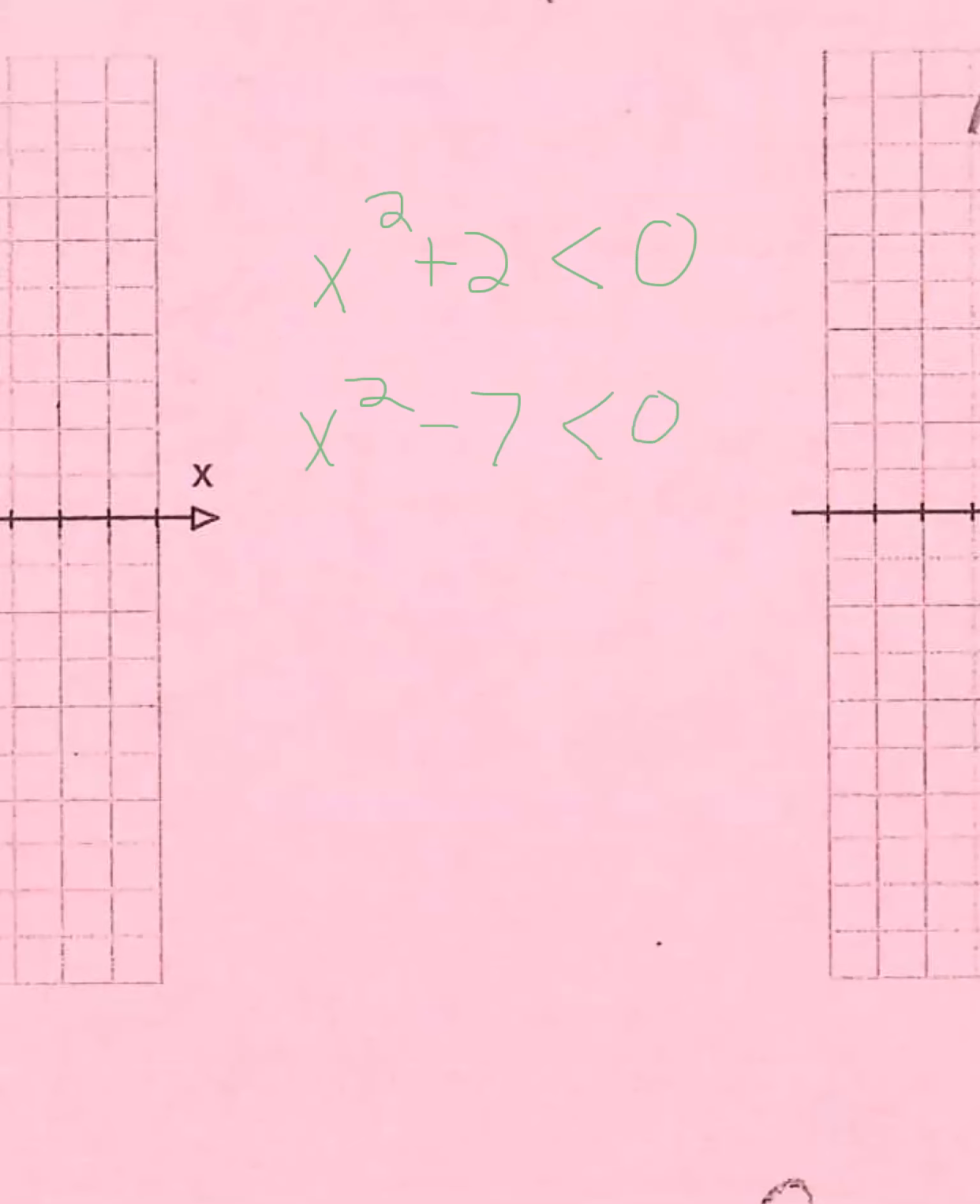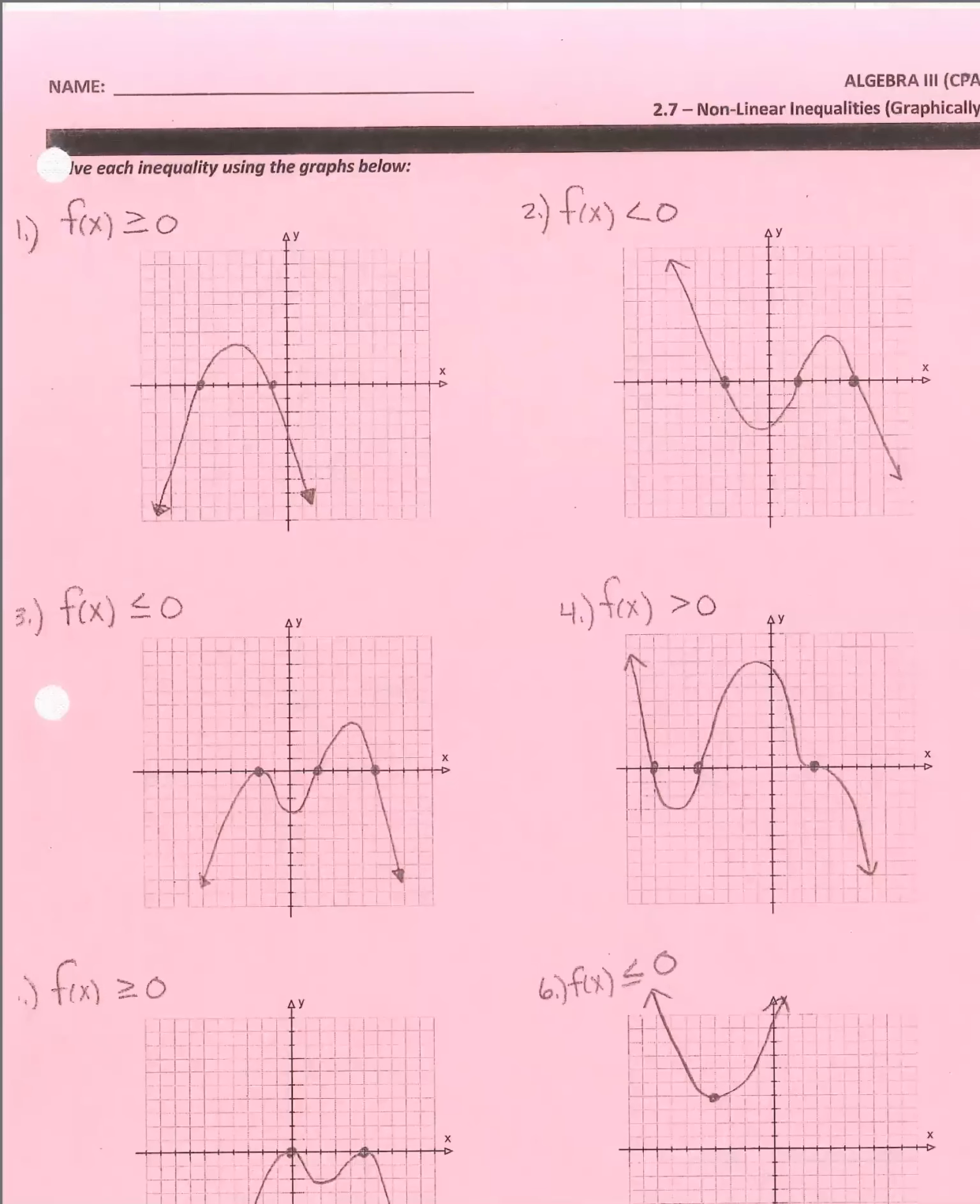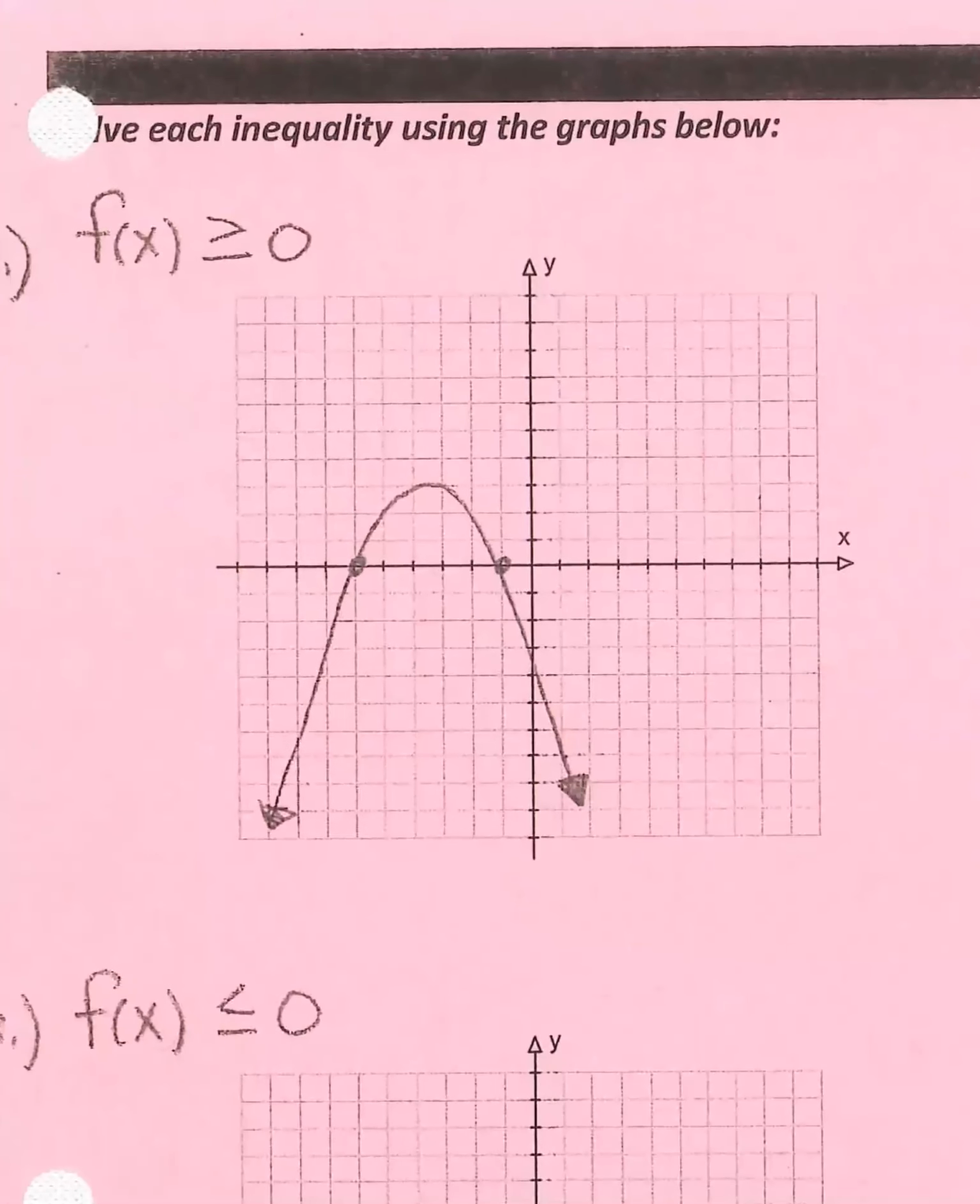Today, we're going to start off with the easiest of the methods, which is to actually look at the graph. So let me zoom out here. What I've given you on this worksheet are graphs already graphed, and I'm asking you for each one, for what values of x will that inequality be true. Let's look at the first one. I want to know when my function f of x will be greater than or equal to 0. Looking at the graph, it's pretty easy to see where it is.